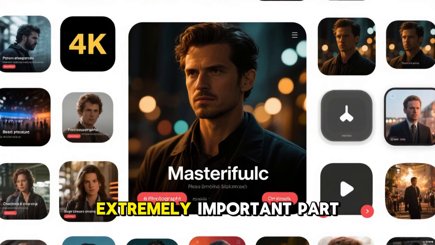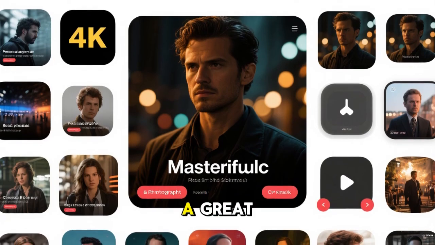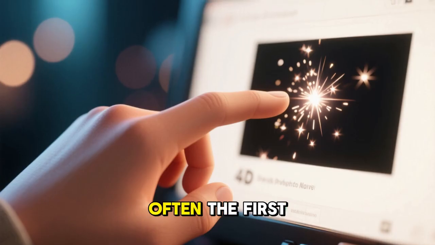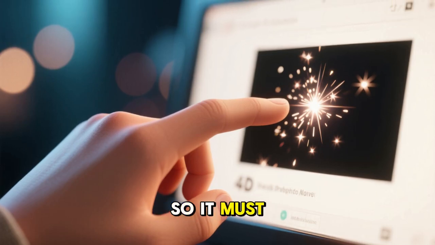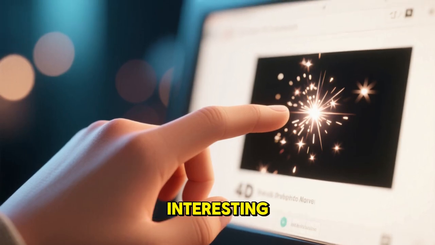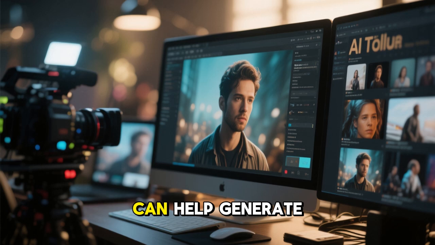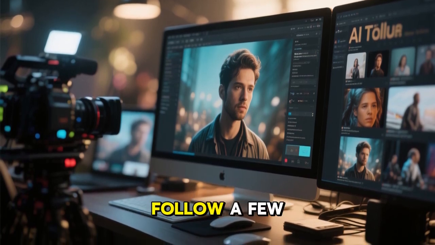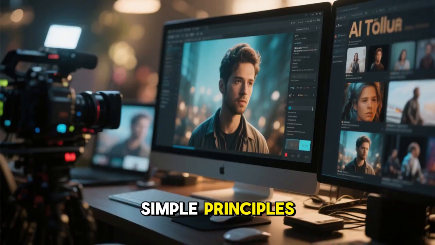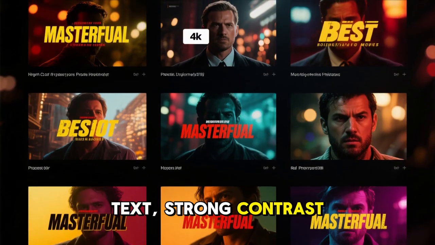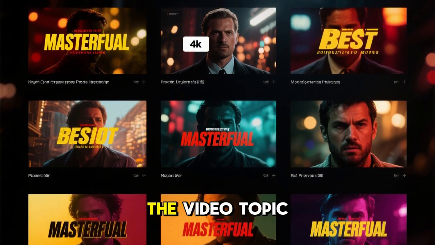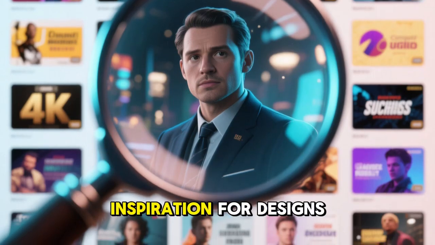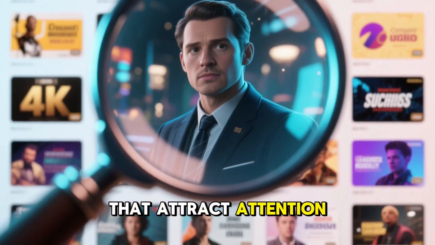Thumbnails are another extremely important part of the process. A great video can still fail if nobody clicks on it. The thumbnail is often the first thing a viewer sees, so it must be visually clear and emotionally interesting. AI design tools can help generate thumbnail ideas, but the most effective thumbnails usually follow a few simple principles. They use bold text, strong contrast, and a clear visual that represents the video topic. Looking at successful thumbnails in your niche can provide inspiration for designs that attract attention.